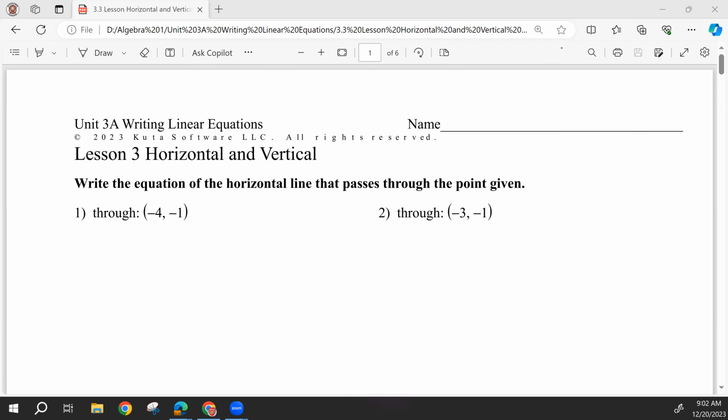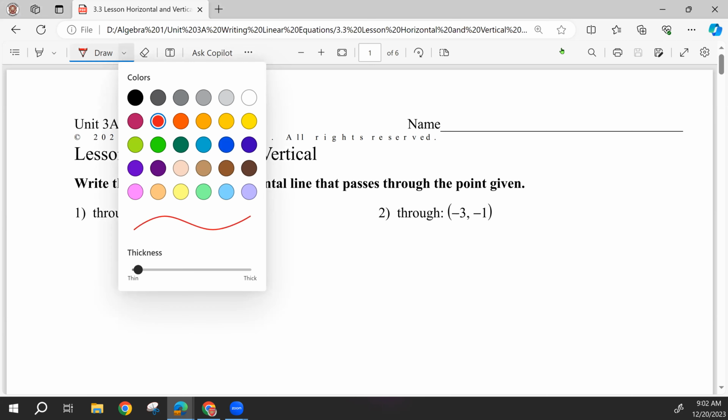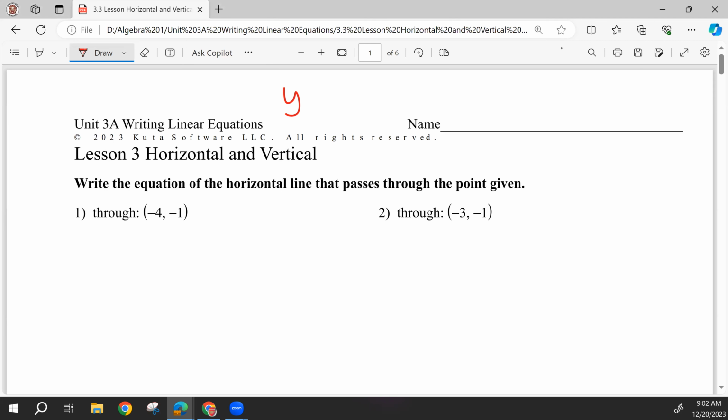Hey, all, today we are going to continue talking about writing equations of lines. We have talked about so far writing equations of lines in slope-intercept form, so our y equals mx plus b. But we have a couple special cases of lines. We've talked about those in the past. We're going to talk about them again.